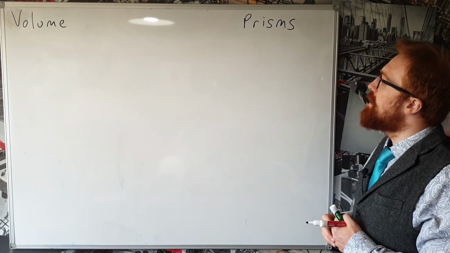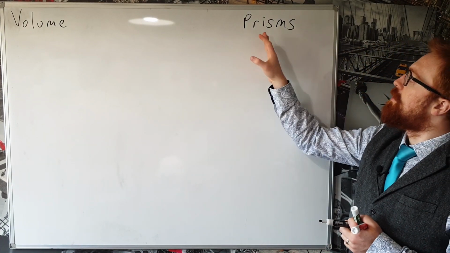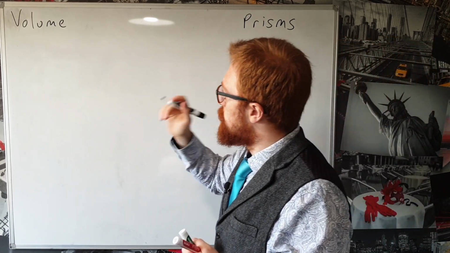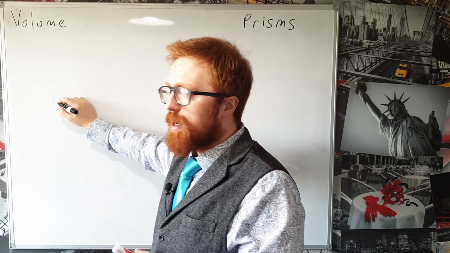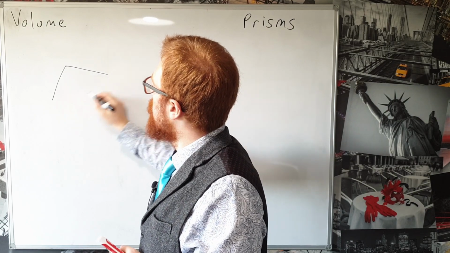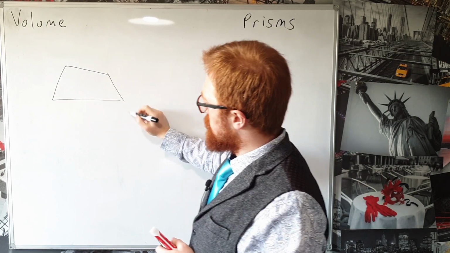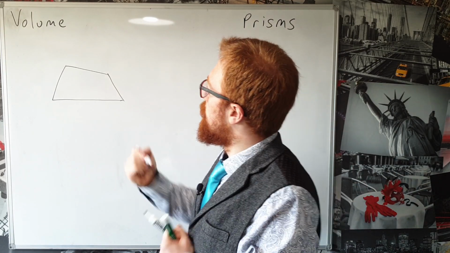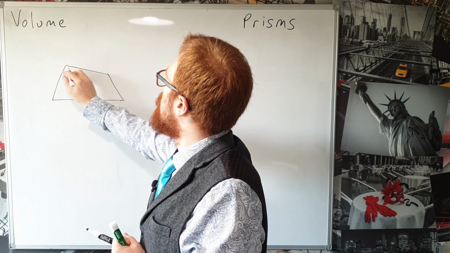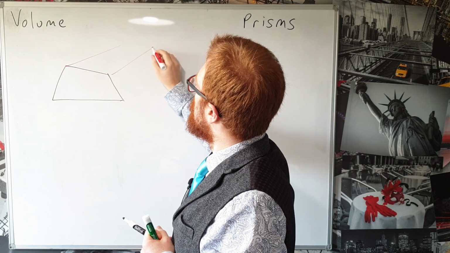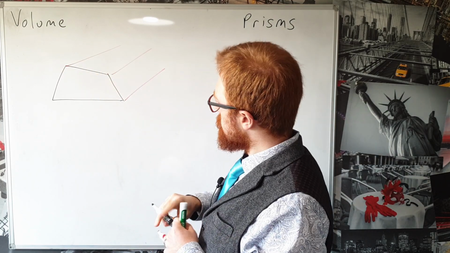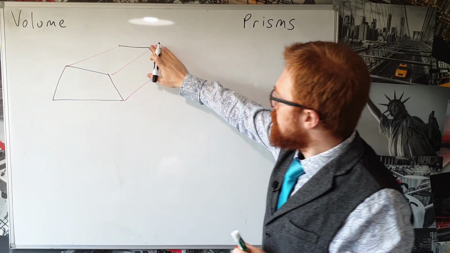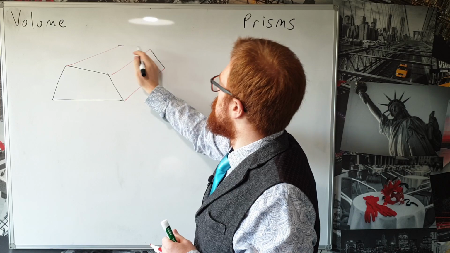Hi there. In this video we're going to look at finding the volume of prisms. Just a quick reminder, a prism is a 3D shape, and it's a polygon that has been stretched to make it 3D. So you start with a polygon and then you stretch it in three-dimensional space, and that makes it 3D. So that's what a prism is.